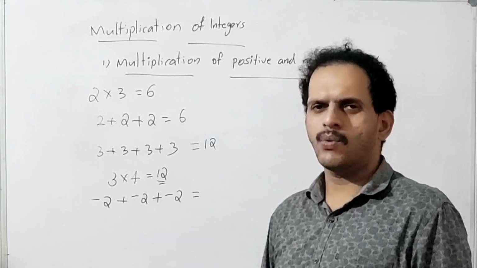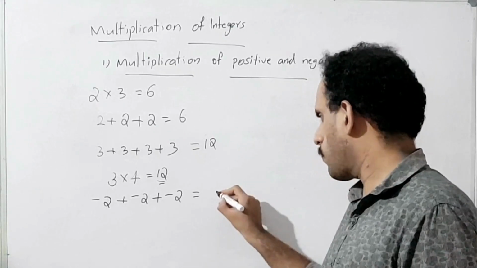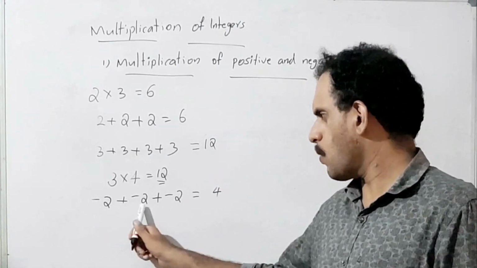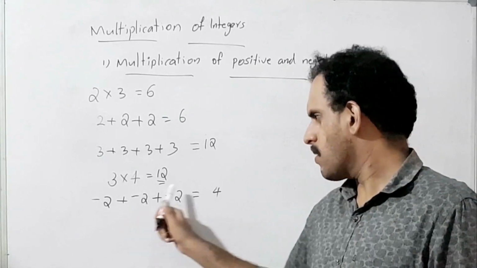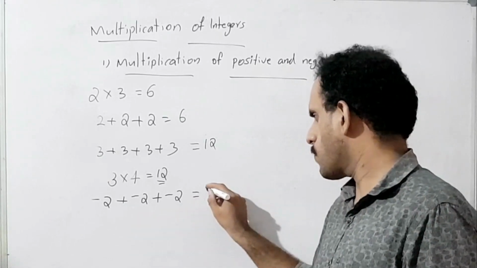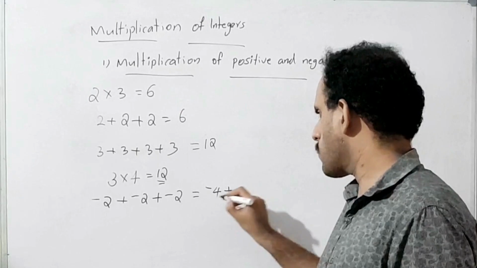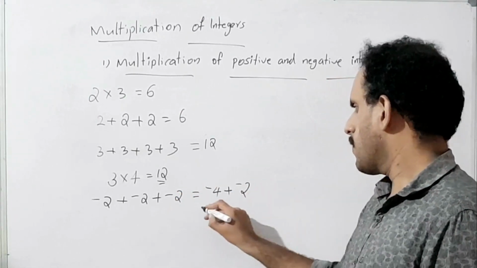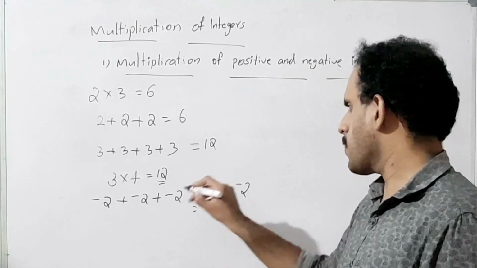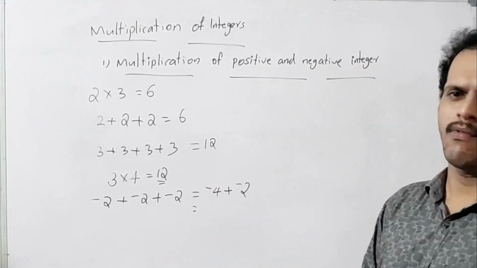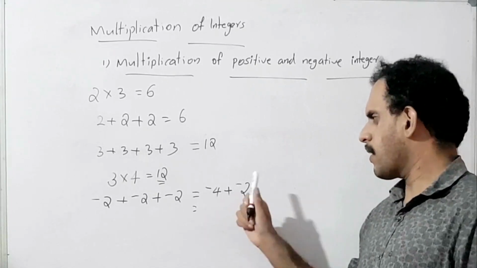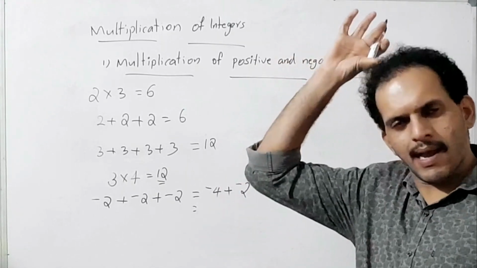2 plus 2 is equal to 4. Then what is the sign of 4? The first two are negative, so the sign is also negative. So minus 4 plus the remaining minus 2. Then what is the answer of minus 4 plus minus 2? Again we check the sign of the numbers. Both are negative.